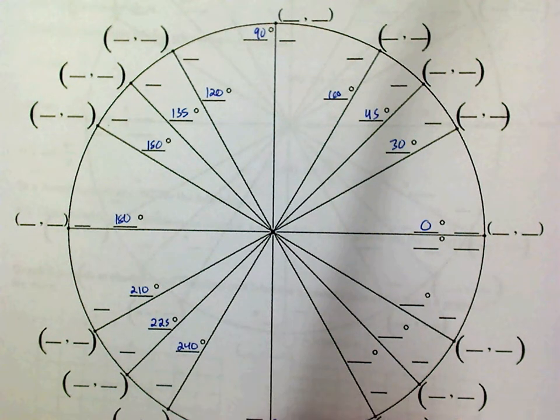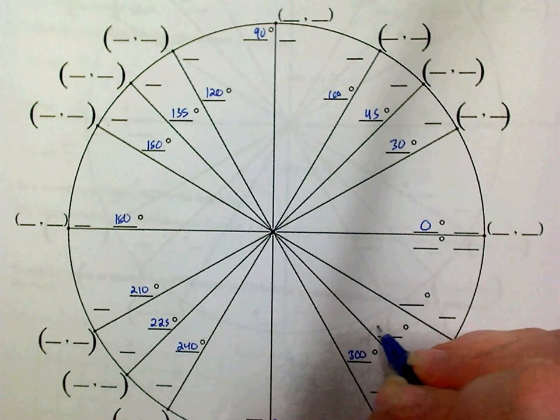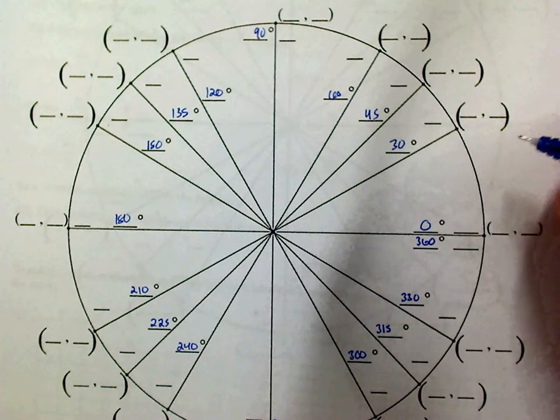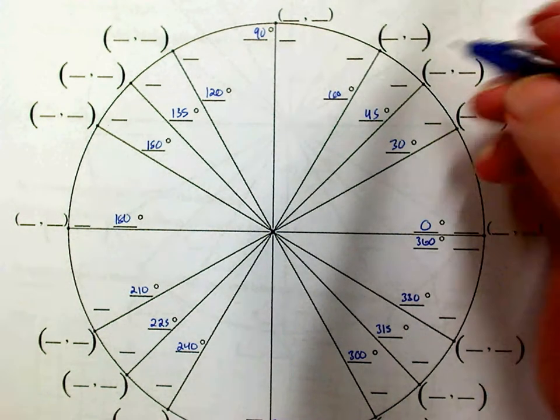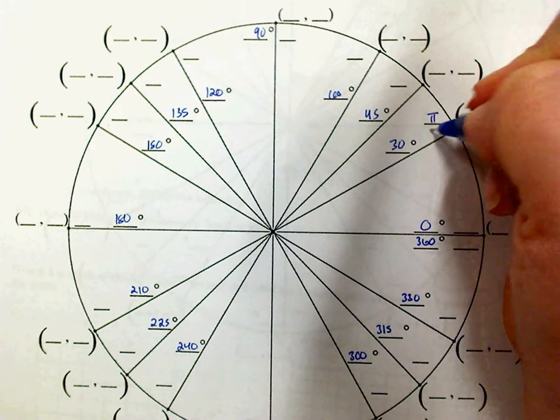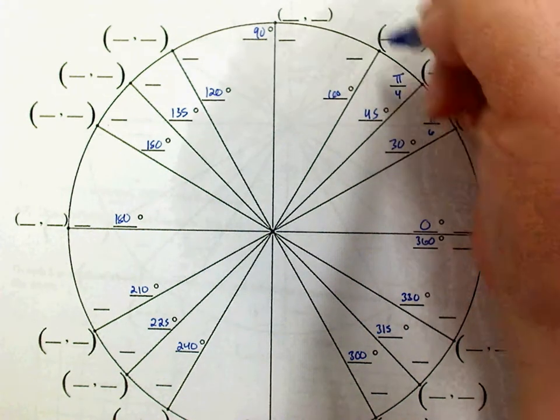Do y'all remember the radians? 1/6, 1/4, 1/3, 1/2. Okay, I'm going to go ahead and count by sixes now.